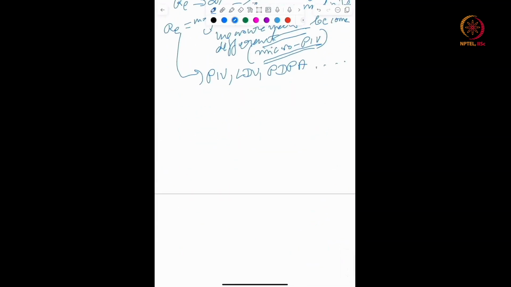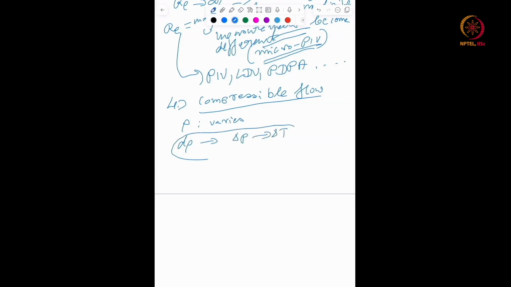All right. Then comes the last one, which is called compressible flow. When you do compressible flow, the density varies. The density changes are also related to pressure changes and are accompanied by temperature changes. So differential density is linked to differential changes in pressure, it leads to del P, and it also leads to delta T. That is what happens in compressible flow.